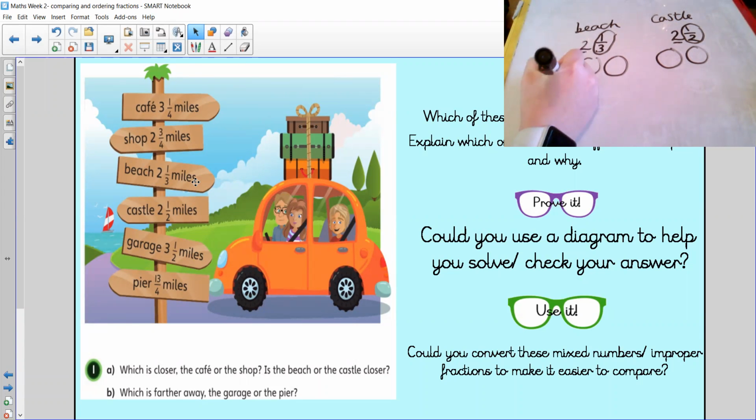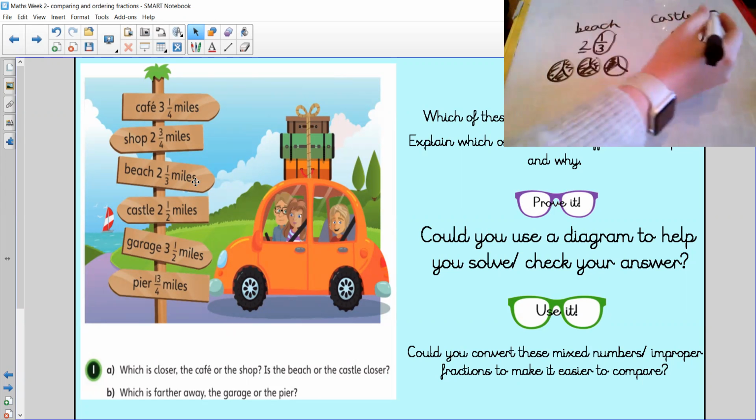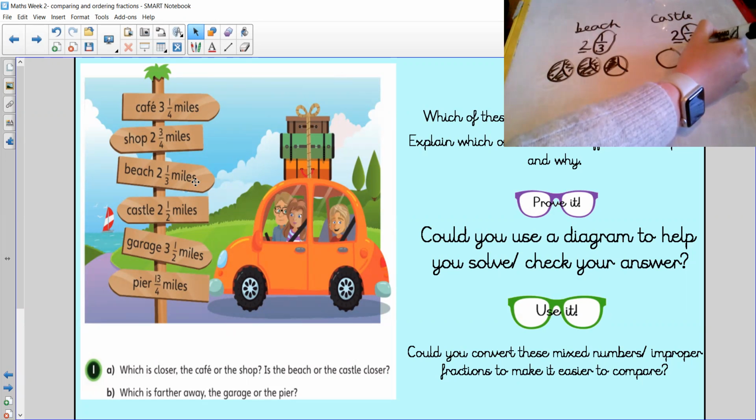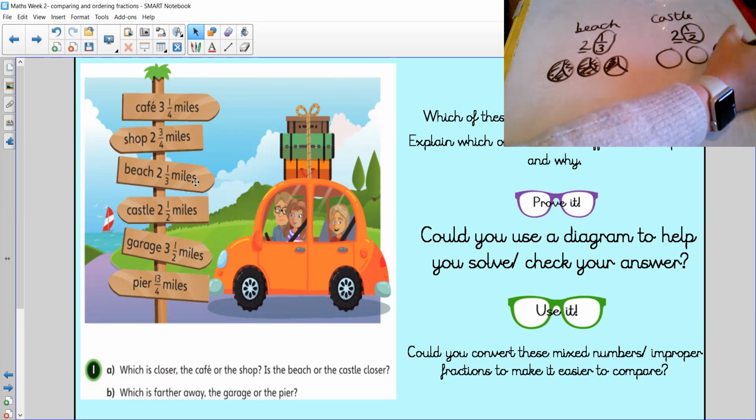So I know that each of these are split into thirds. I've got 2 whole ones, and then I've got 1 third. Okay, so there's my pictorial representation for that one. This one then, I'm now working in halves. So I've got to split each of my wholes into 2 equal parts, which are halves. I've got 2 whole ones, and then I've got 1 half.